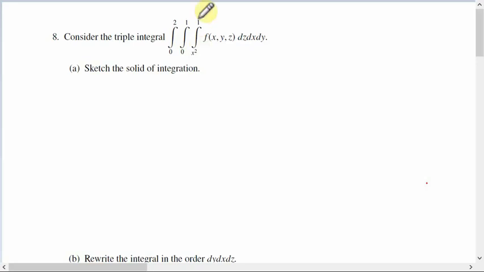Here on number 8, we're given a triple integral. And the first thing we're asked to do is sketch the solid of integration, which is given by these limits here. And so I can see the solid, the top and the bottom of the solid, are formed by z equal x squared and z equal 1, where z equal x squared is the bottom.